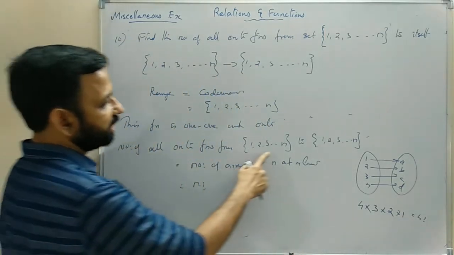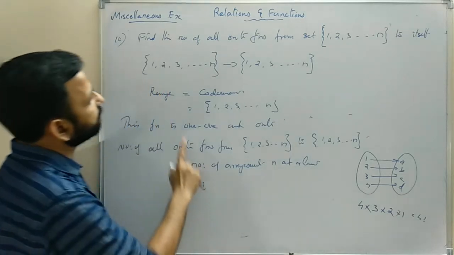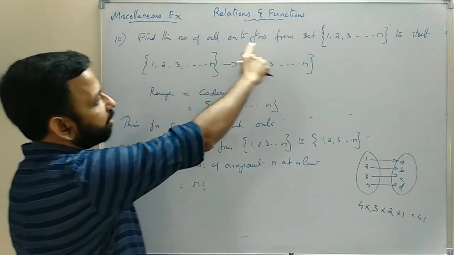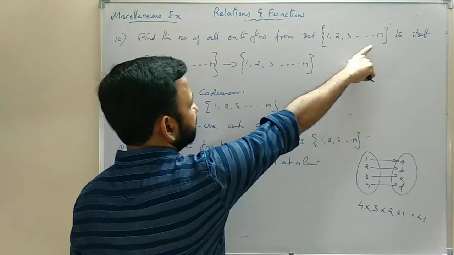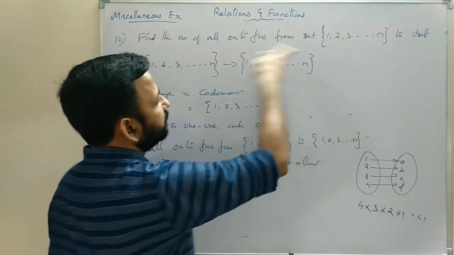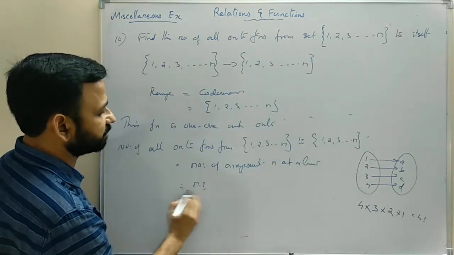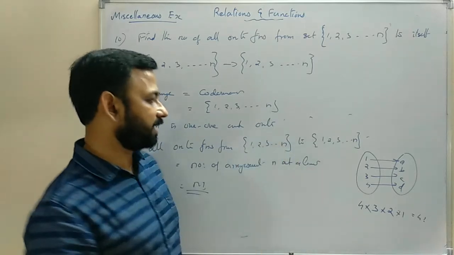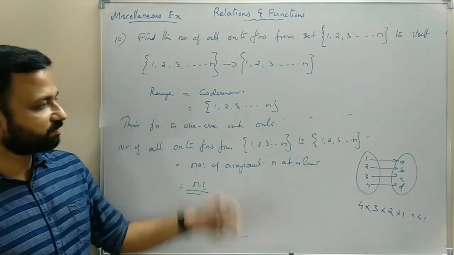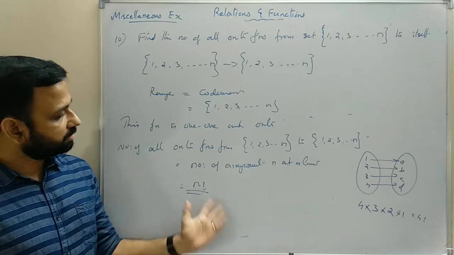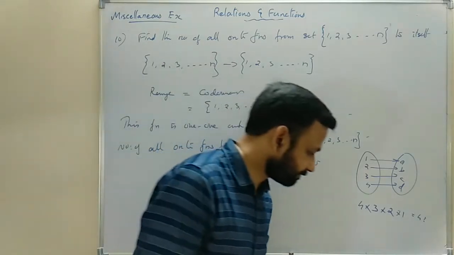So if we have n elements, then the number of all onto functions from the set 1, 2, 3, 4, 5, etc. n to itself is equal to n factorial, because here we have n elements and this function is 1-1. So n factorial different ways.